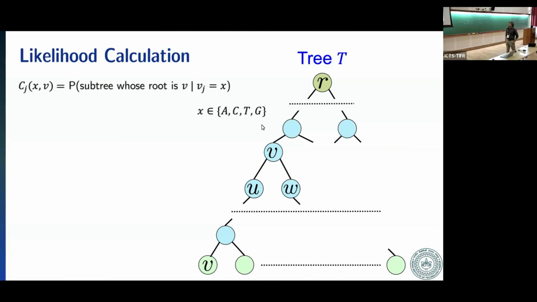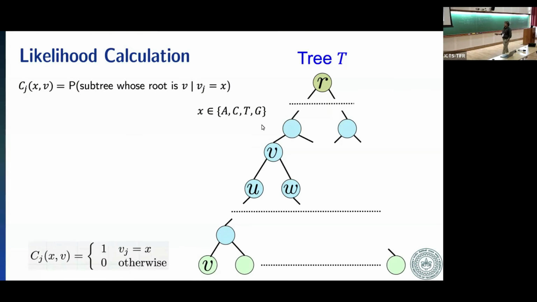Okay, so let us define this particular quantity Cj of x comma v, where j is basically denoting the site, right? And x and v are basically saying that this is the probability of a subtree where the root is denoted by the node v. Let's say this is an internal node, right? Such that the character or the residue at the jth position of v is x. So this is something like a partial likelihood where x can take any value, a, c, t or g, right? According to our problem definition.